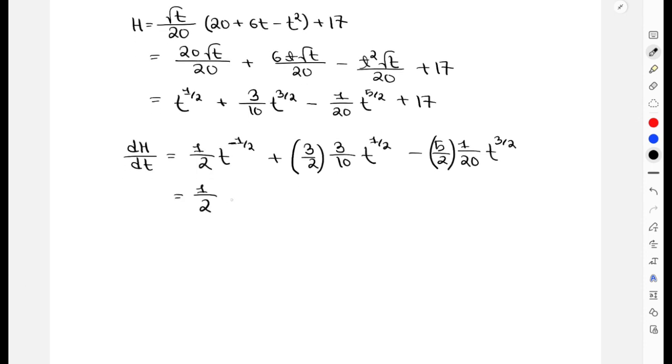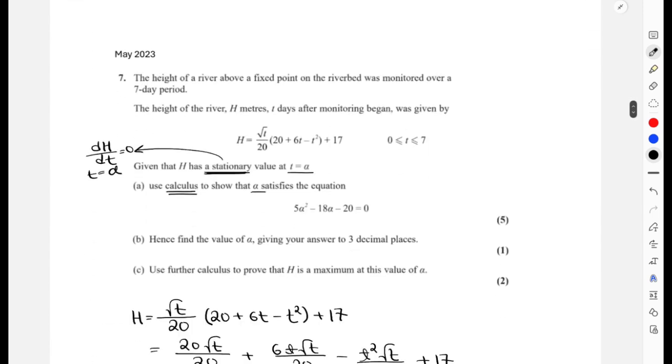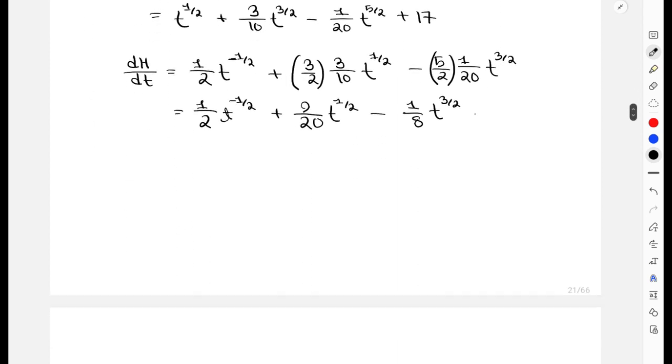So now you have half t to the power of negative half, and then 3 by 2 multiplied with 3 by 10 is 9 by 20 t power half, and then 5 by 2 times 1 by 20 is 1 by 8 t power 3 by 2. One thing I can notice is that we have half common over here. If you go back to your question, 5 t square minus 18t minus 20 is the format you have to simplify your equation into.